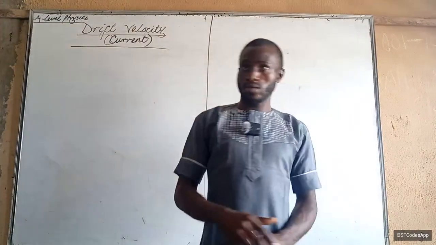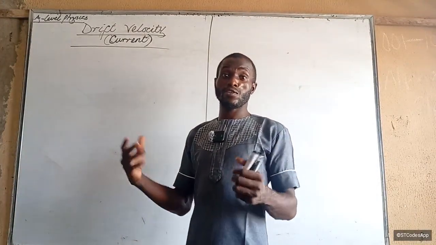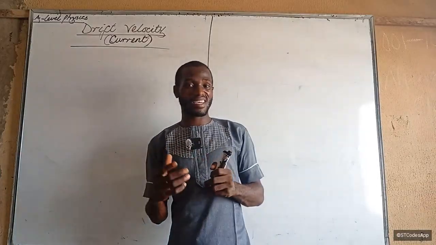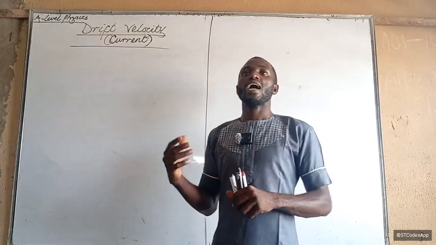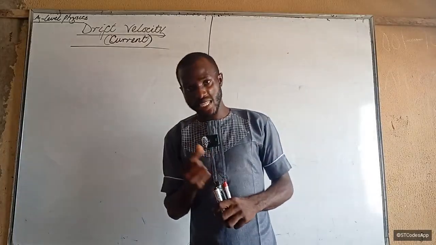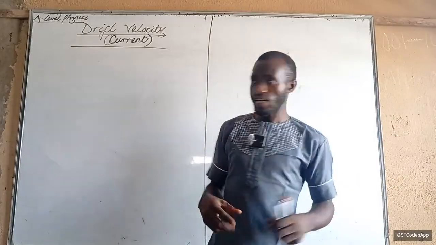All right, let's talk about drift velocity. So basically, what I want to study under drift velocity is current on the microscopic scale, right? We want to look at how electrons, or basically charge carriers, move within a metallic conductor when a potential difference is applied across its ends.